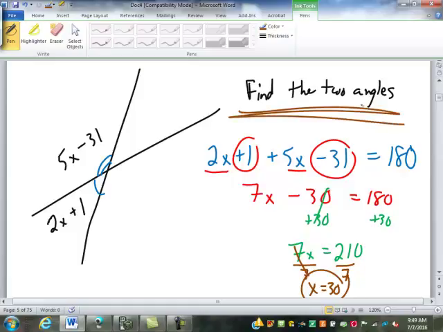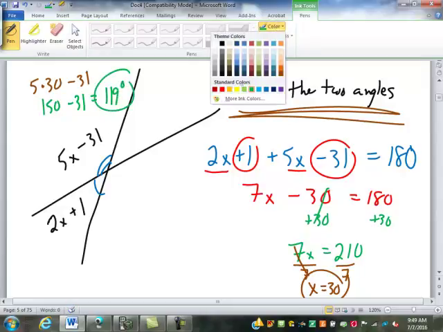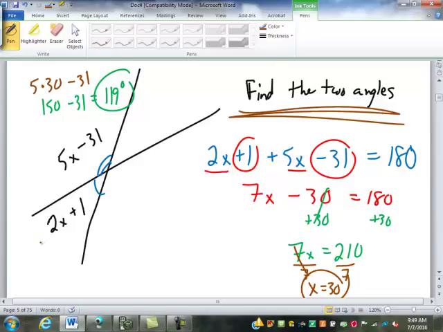We still have to answer the question. So 5x minus 30, or 5x minus 31, I should say, becomes 5 times 30 minus 31. 5 times 30 is 150. Minus 31 is 119. 119 degrees. 2x plus 1 becomes 2 times 30 plus 1. 2 times 30 is 60, plus 1 is 61 degrees. So my two angles are 119 degrees and 61 degrees. Anybody get those?